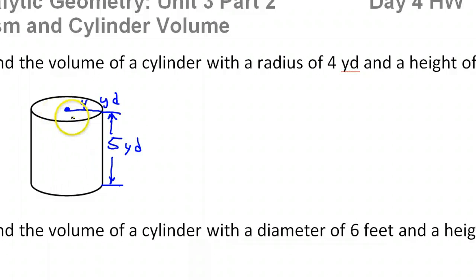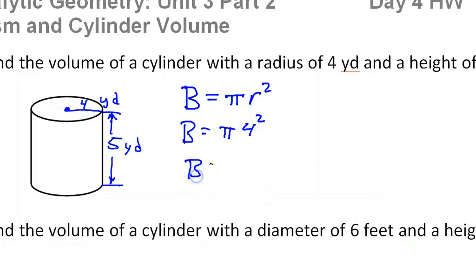The base is a circle, so we will use a capital B to represent the area of the base. The area of a circle is pi r squared. So the area of the base is going to equal pi times 4 squared, which means the area of the base is 16 pi square yards. So that's the area of the base, and the height is 5.